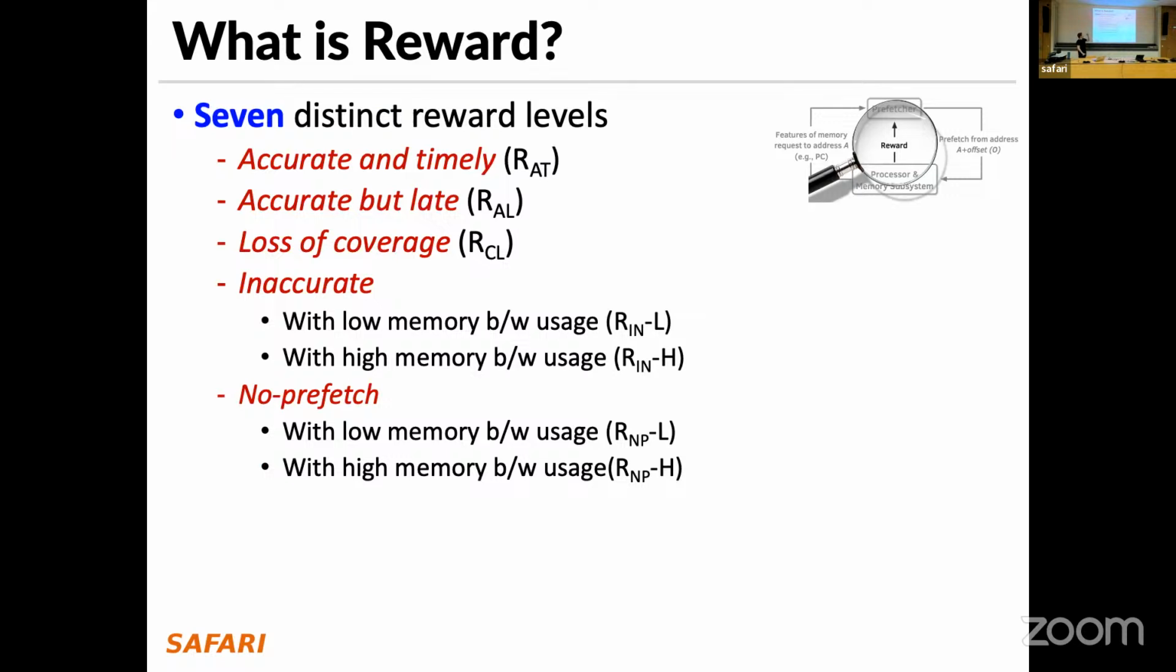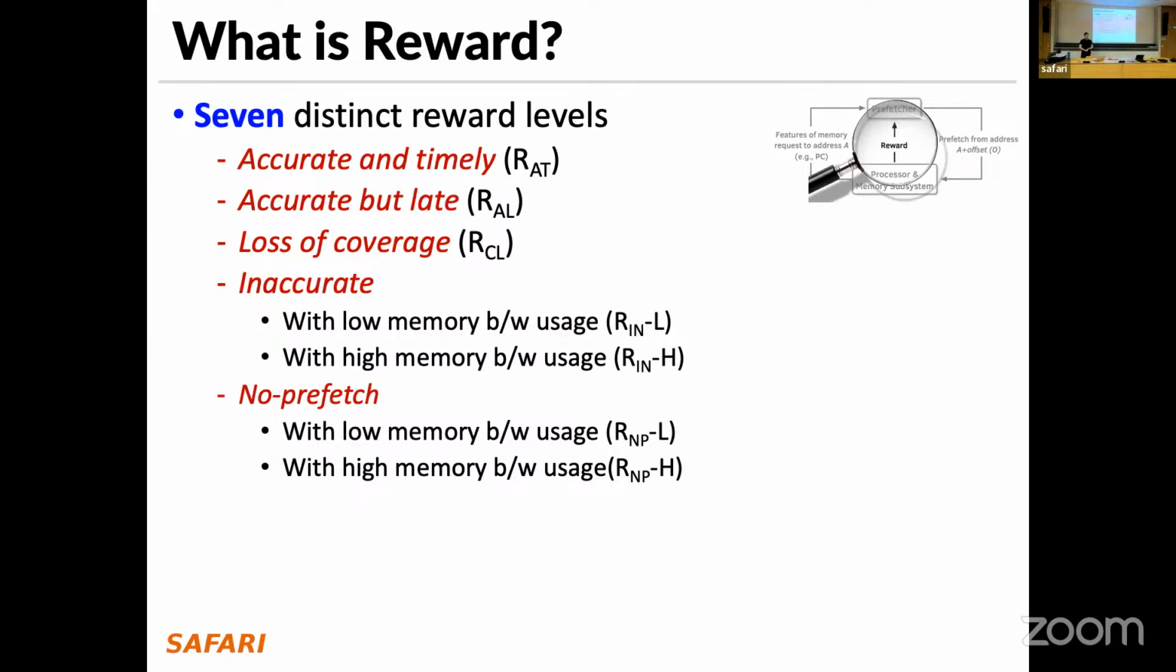I think accurate and timely, and accurate but late, are very intuitive. Loss of coverage, not so much, but loss of coverage just means that we have exited our physical page. So it's also a wrong prefetch, let's say. And for inaccurate and no prefetching, we have 2 different levels: with low memory usage and with high memory usage.